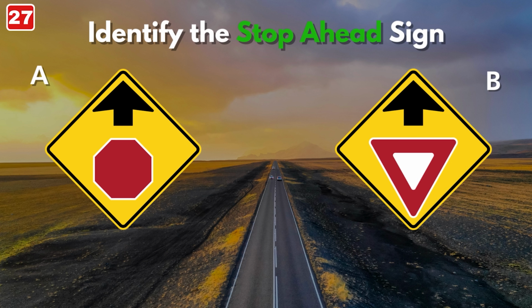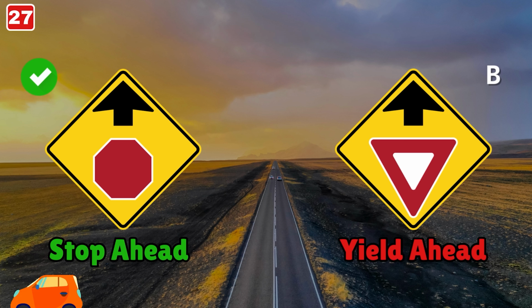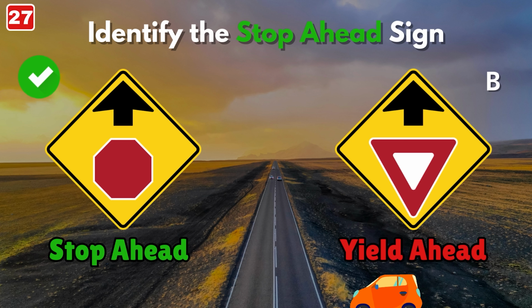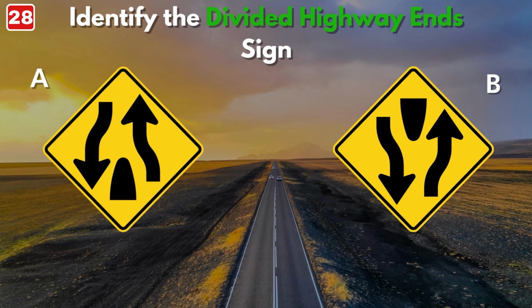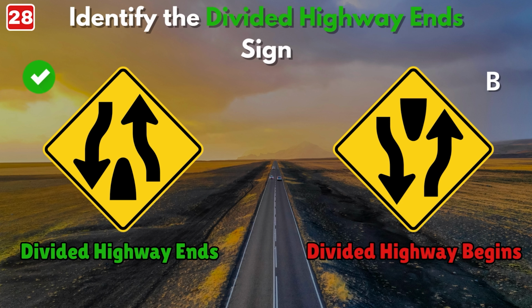Identify the stop ahead sign. Verified. A is the stop ahead sign. Identify the divided highway end sign. Textbook. A is the divided highway end sign.